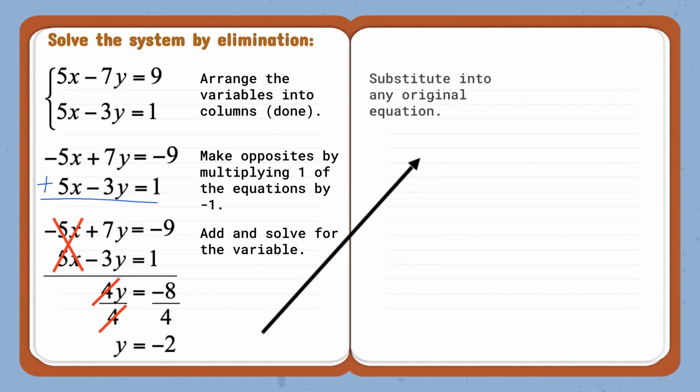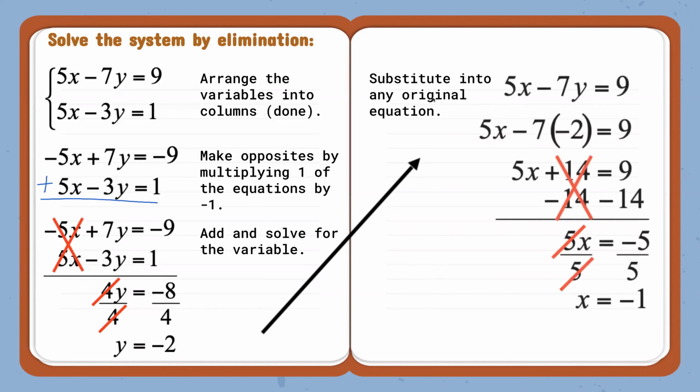Then we are going to substitute into any of the original equations. It looks like I chose the first equation. I substituted my y equals -2 right here. And then I just solved like we know how to do, right?